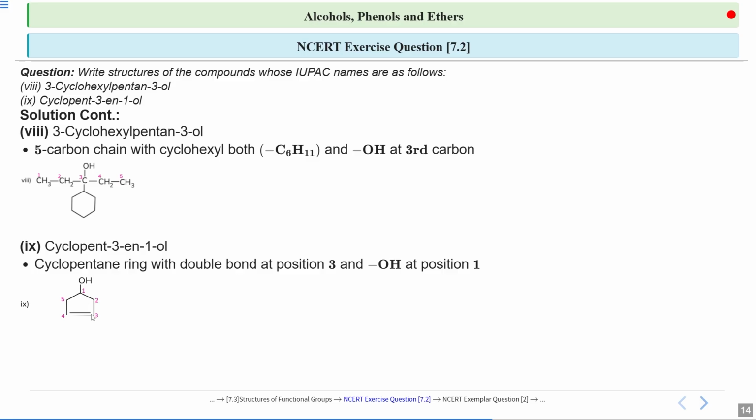If the double bond were between 2 and 3, the name would have 2-ene, because the lowest number goes to the double bond carbon, right? But we have been given 3 as the number in the name, which means that the 3 and 4 carbons are included in the double bond. So this is the structure we got for cyclopent-3-en-1-ol.